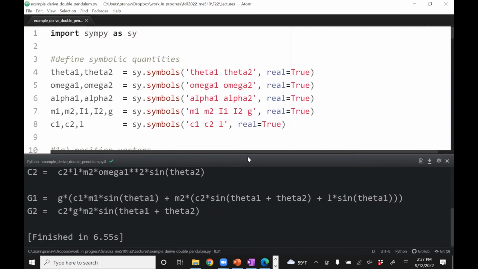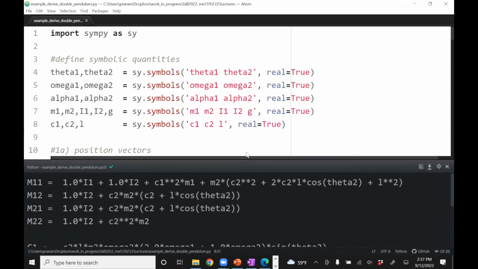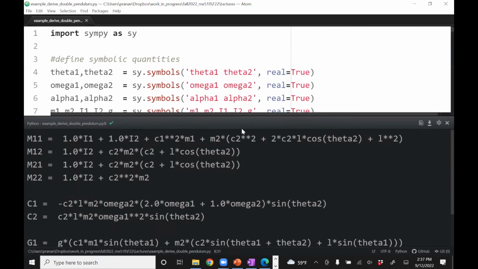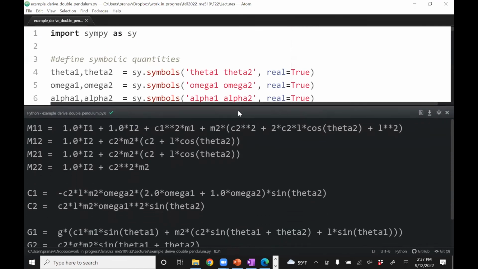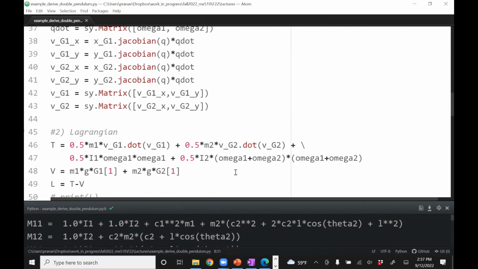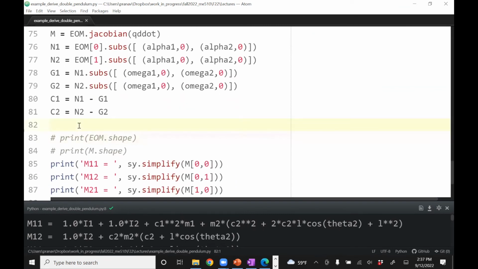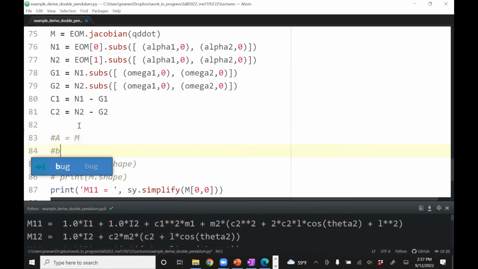Okay, so I've used a slightly different notation, and I should have pointed it out. You see here there's M's and C's and G's. M is the same as A, and C plus G is actually B. So let me make a note of it here, because I think you'll surely forget. A equals M and B equals C plus G.